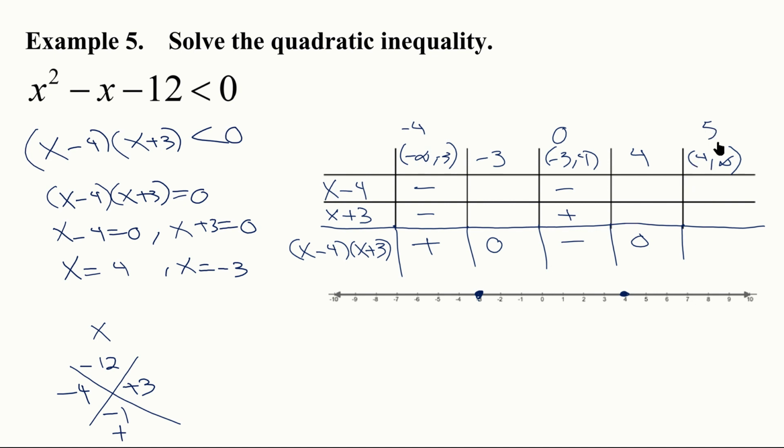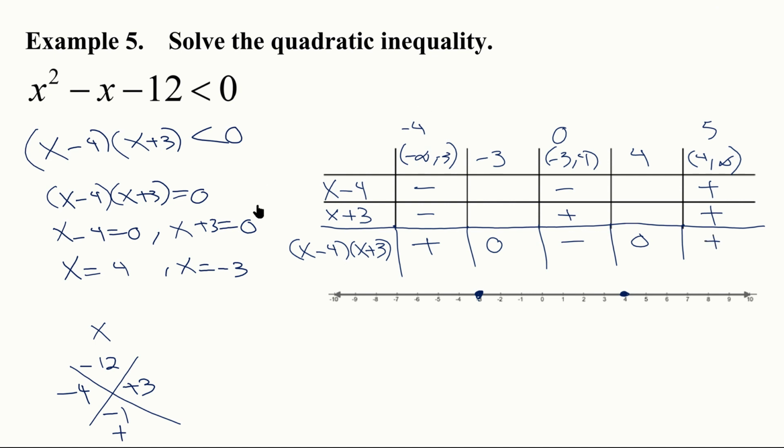Now we're going to pick our sample from 4 to infinity, which is 5. Now, 5 minus 4, that's 1, so it's positive. And 5 plus 3, that's 8, so that's positive. And we know that positive times positive is positive.